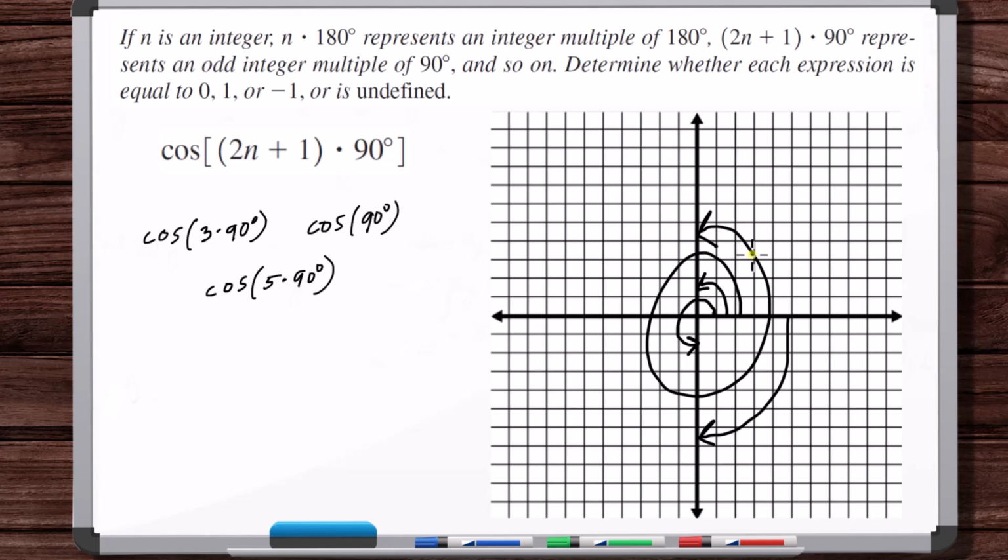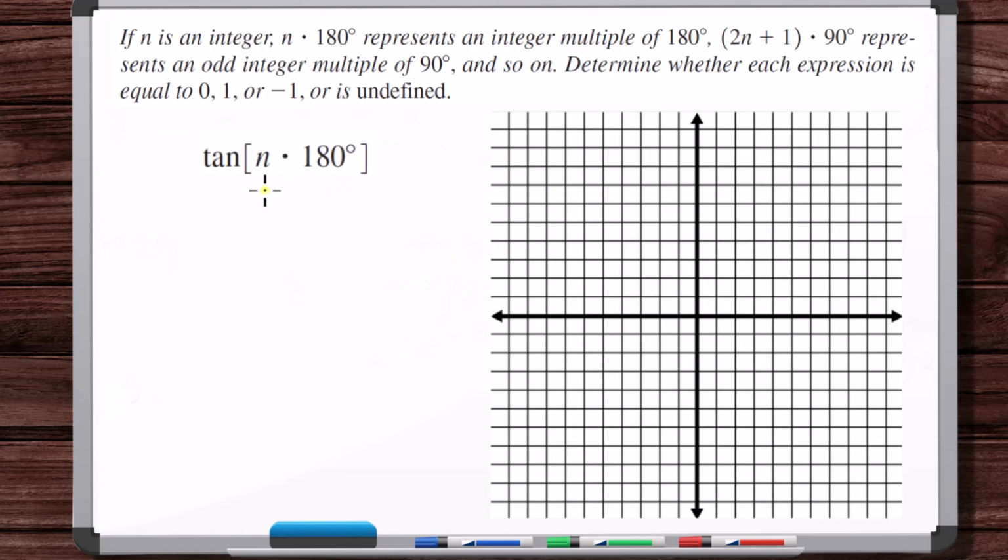Now, what does that mean with respect to cosine? Cosine is adjacent over hypotenuse. So you're always going to have the x value of the right triangle, in either case, be equal to 0, and the hypotenuse is going to be always positive. So this is going to be equal to 0.